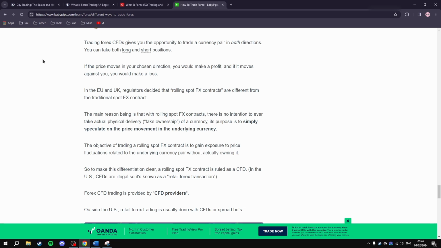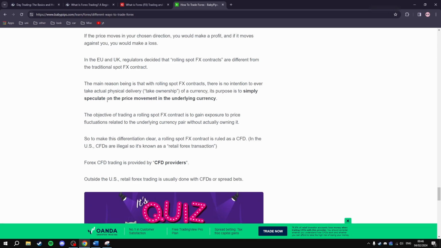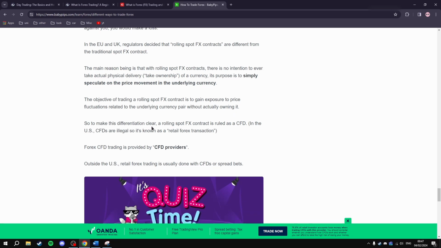In the EU and UK, regulators decided that rolling spot FX contracts are different from the traditional spot FX contract. The main reason is that with rolling spot FX contracts, there is no intention to ever take actual physical delivery, or ownership, of the currency. Its purpose is simply to speculate on the price movement in the underlying currency. The objective is to gain exposure to price fluctuations related to the underlying currency pair without ever owning it. So to make this differentiation clear, a rolling spot FX contract is ruled as a CFD.